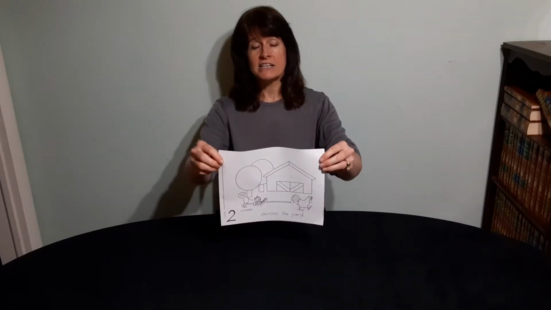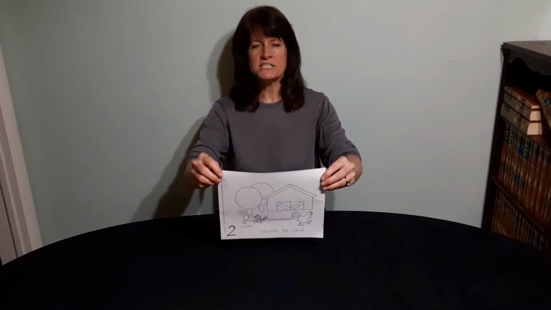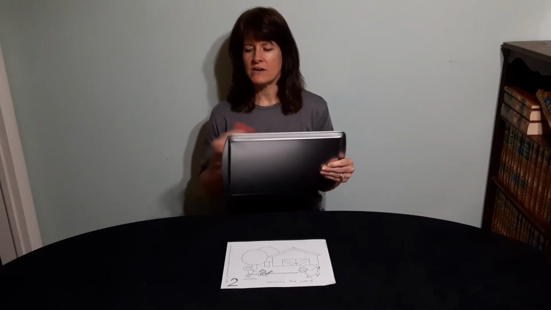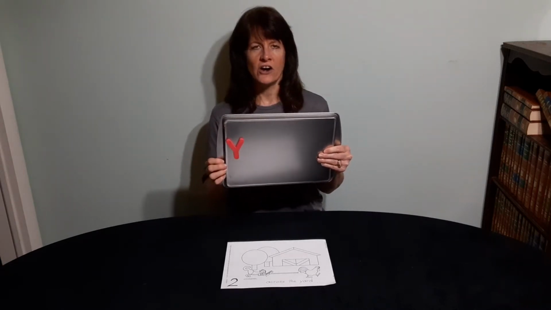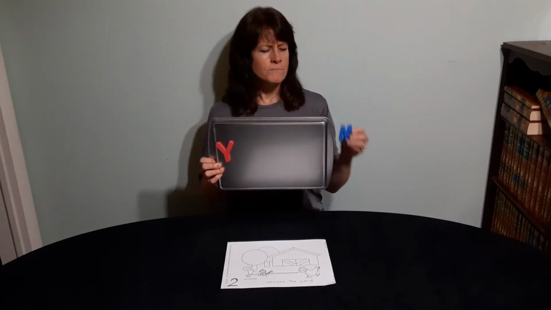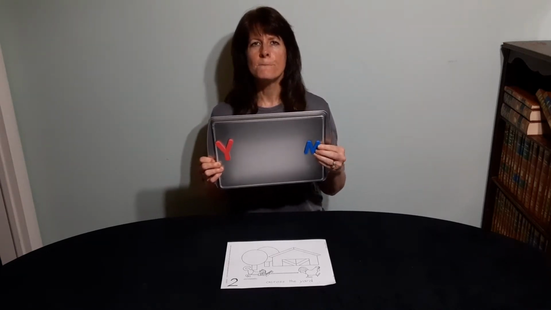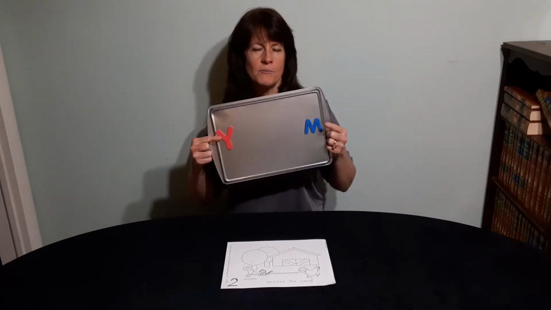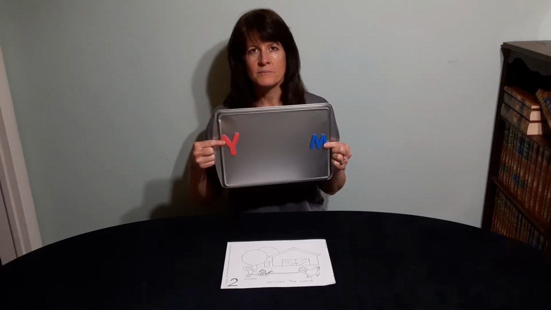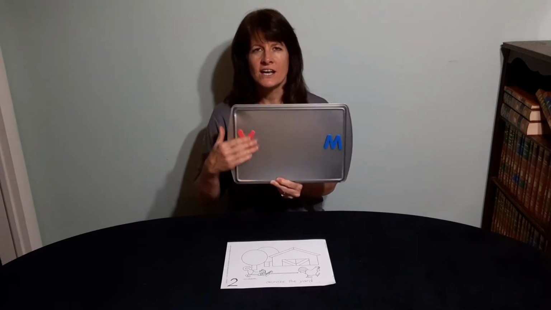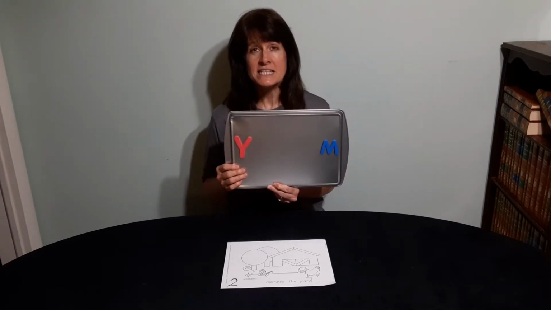Let's look at another page. All right, our second page says Across the Yard. And when we say the word yard, we hear a sound, yard, like the letter Y makes. This is the letter M. So when I say yard, which letter makes that sound? That's right. Y goes yard. Let's go on to the next page.